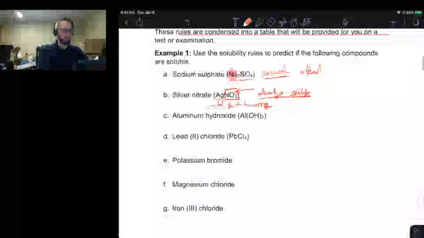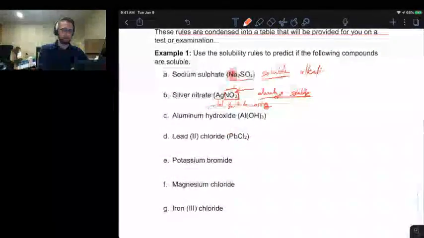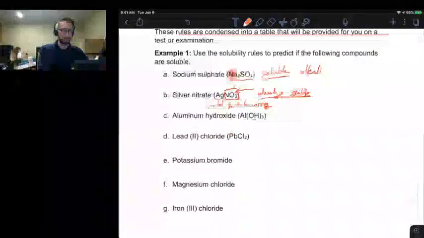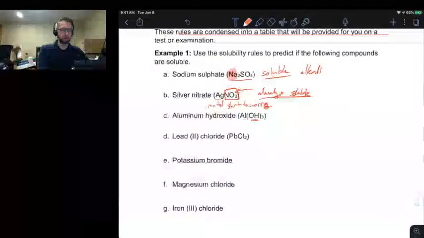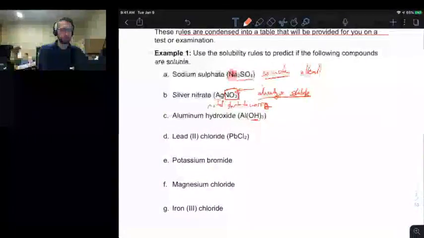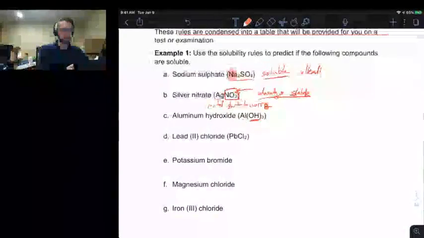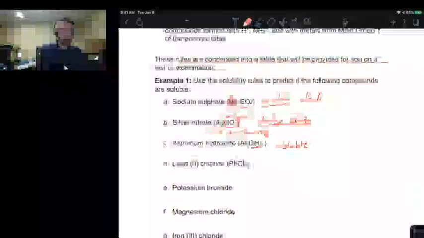So aluminum hydroxide. Okay, we said that hydroxides are bad news. I don't have a rule that says specifically anything about aluminum, so I'm just going to ignore the aluminum, but I do have a rule about hydroxides. The hydroxide rule was that they are water insoluble, and then I check my exceptions, none of the exceptions, so insoluble. Insoluble hydroxide.